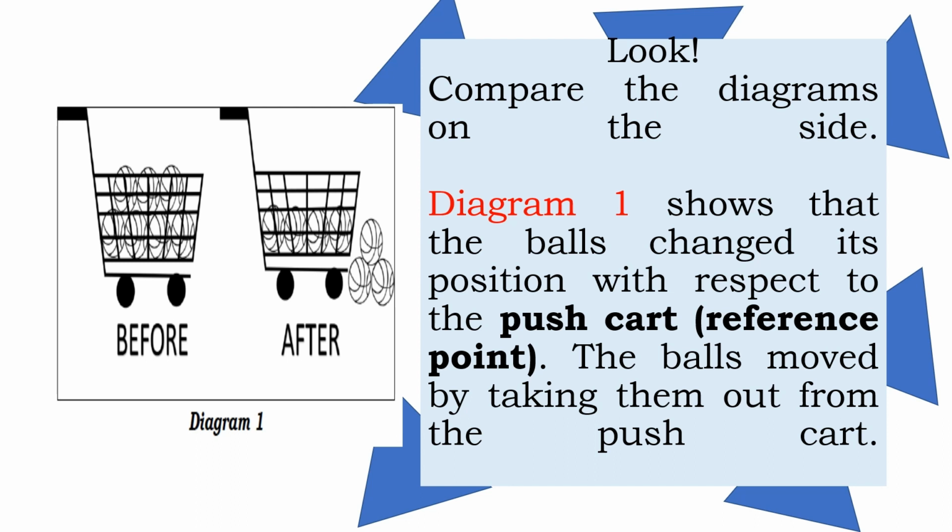and that pushcart stays still. Again, look at diagram number 1. It shows that the balls change their position with respect to the pushcart, which serves as our reference point. The balls move by taking them out from the pushcart, meaning from the reference point, which is our pushcart. The cart stays still without moving. Why? It is because we don't apply force to it. That is why it is not moving.